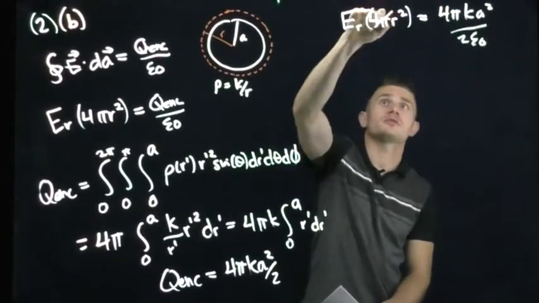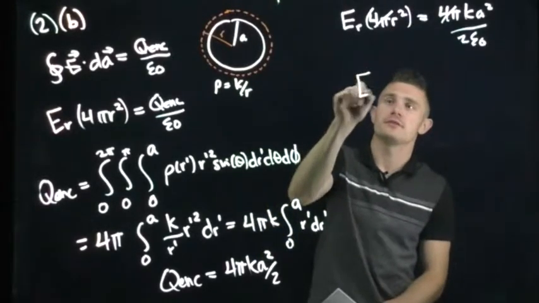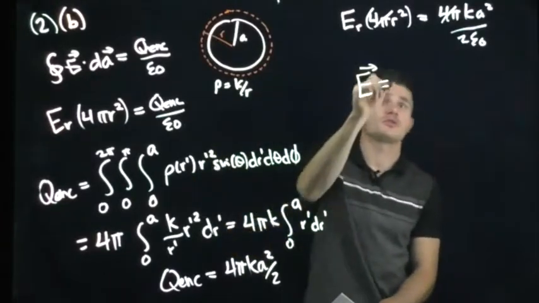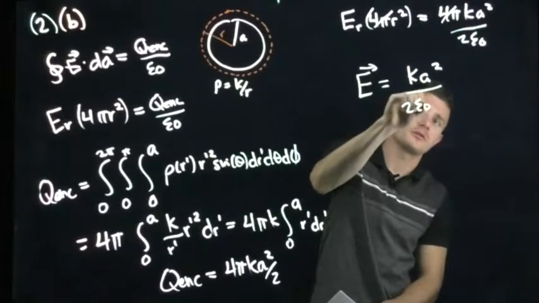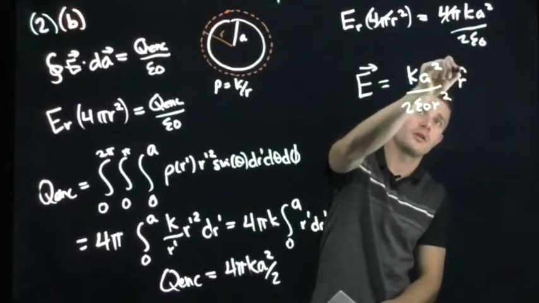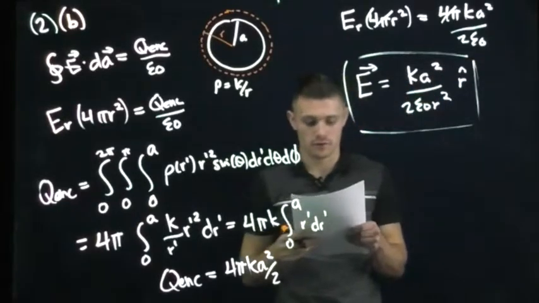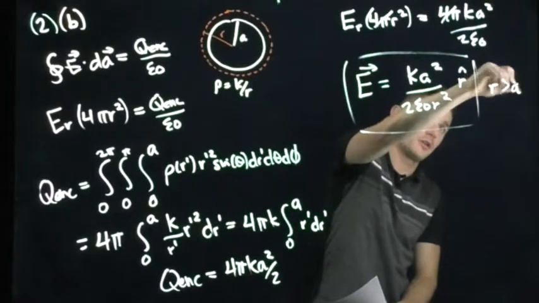Get some cancellations, the 4 pi's cancel on either side, and we're left with the electric field being radial, and outside of the charge distribution it is k a squared over 2 epsilon naught r squared r hat, in the region r is greater than a.